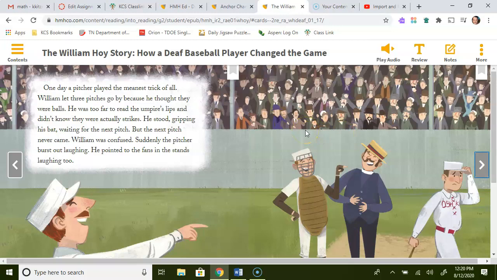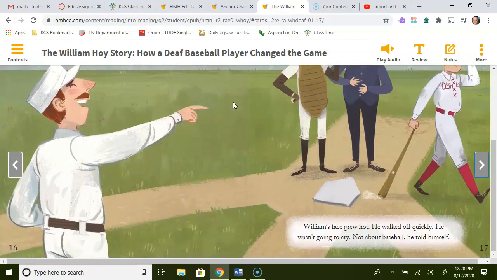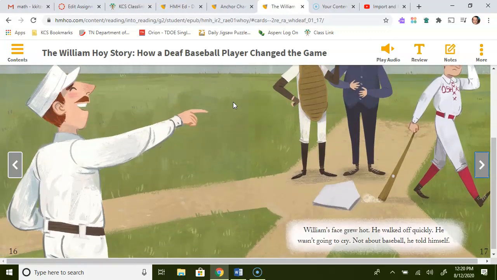One day, a pitcher played the meanest trick of all. William let 3 pitches go by because he thought they were balls. He was too far to read the umpire's lips and didn't know they were actually strikes. He stood, gripping his bat, waiting for the next pitch, but the next pitch never came. William was confused. Suddenly, the pitcher burst out laughing. He pointed to the fans in the stands, laughing too. William's face grew hot. He walked off quickly. He wasn't going to cry, not about baseball, he told himself.